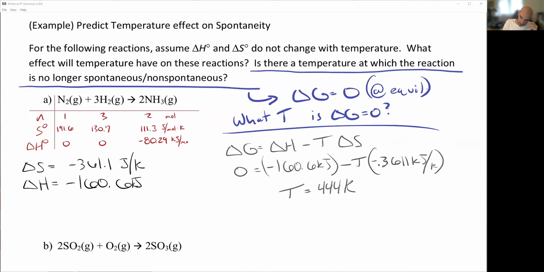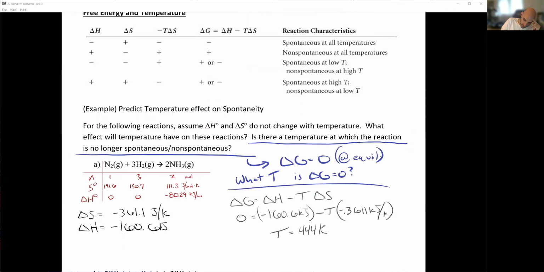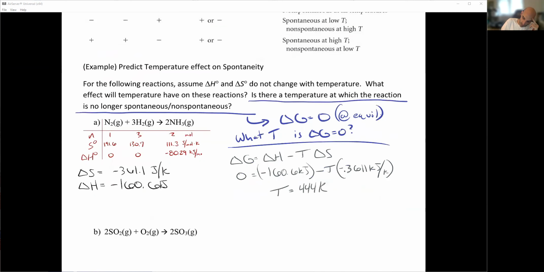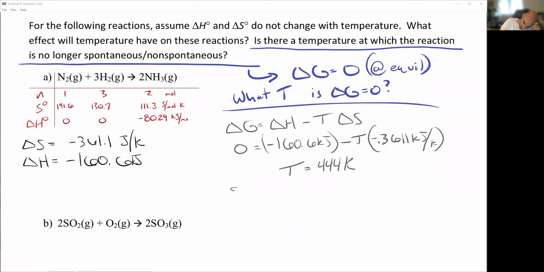And so now the question is, if they're both negative, we go back to our little chart. We could do this the other way as well. At both negative, anything lower than that is going to be spontaneous, because it's spontaneous at low temperatures, meaning it is spontaneous below 444 Kelvin. Okay, that's how we do these calculations.